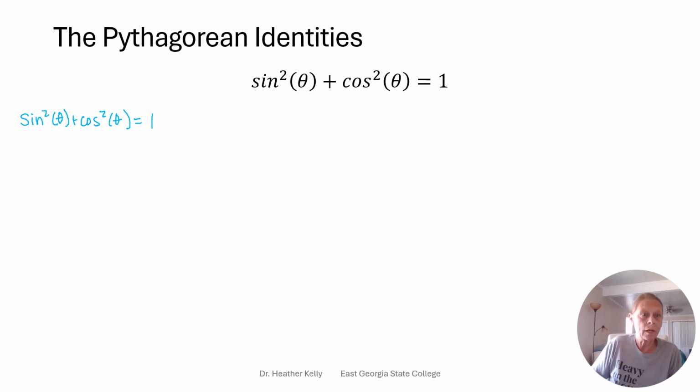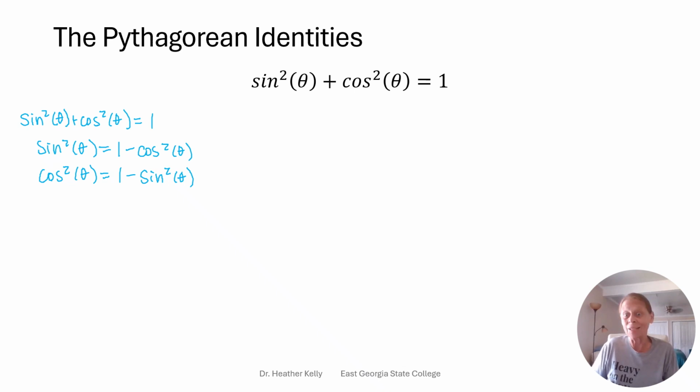Well, we can move that cosine over and we can have sine squared theta is equal to 1 minus cosine squared theta. And we could also say cosine squared theta is equal to 1 minus sine squared theta. And that's all we can really do with that. Now let's see, what else can we do?